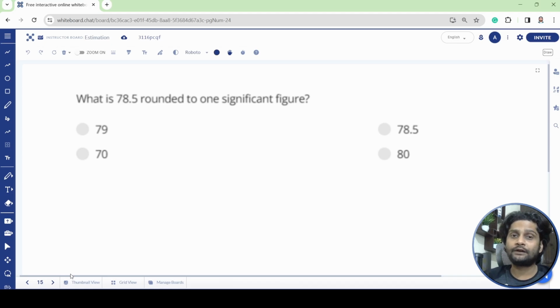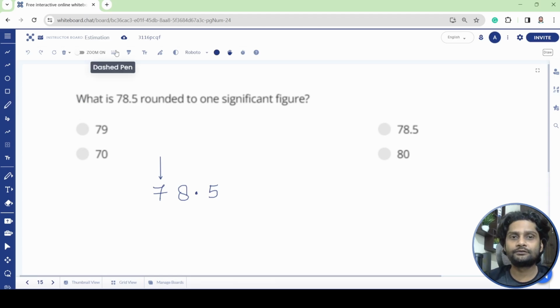This says round to 1 significant figure. It's a good question. So now students, we can utilize both the concepts that we used in the previous question and even before that. First of all, we have 78.5. Students, the target digit is the first one only because the question says to round to the 1 significant figure. So we need to remove the later digits from here.